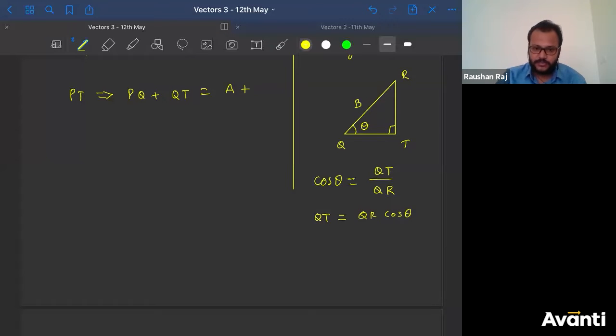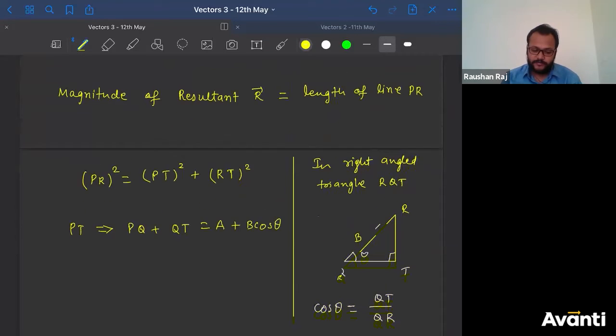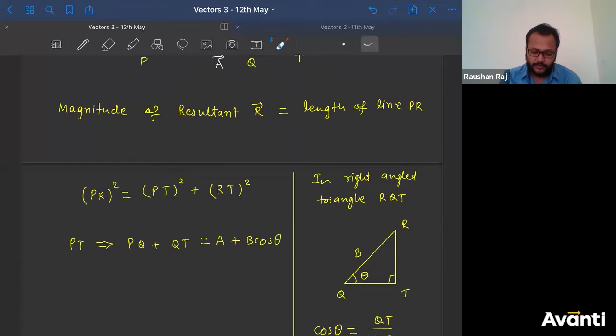What is QR? Just now we have figured out QR is nothing but the magnitude of B. So B into cos of theta. So can I write this length PT is nothing but A plus B cos theta. I got the value of PT, right?